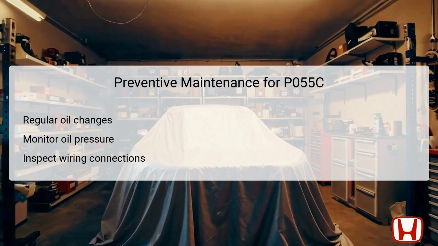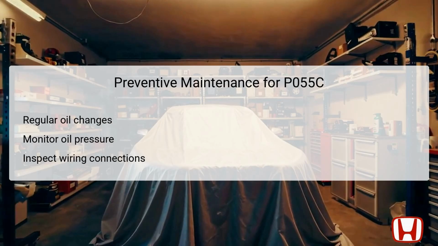To reduce the likelihood of experiencing DTC P055C in the future, implementing a preventive maintenance plan is paramount. Regular oil changes are essential, ensuring that the engine oil remains clean and at an optimal viscosity, which is critical for maintaining proper lubrication to the rocker arms. Monitoring oil pressure through periodic checks can help identify any potential issues early, allowing for timely intervention before they escalate into severe problems.